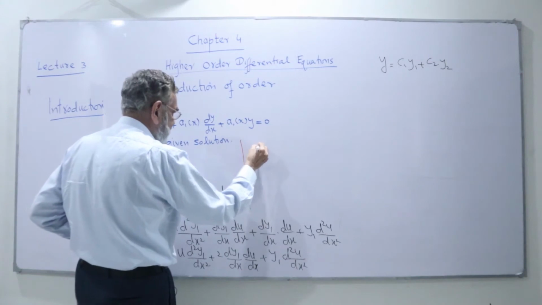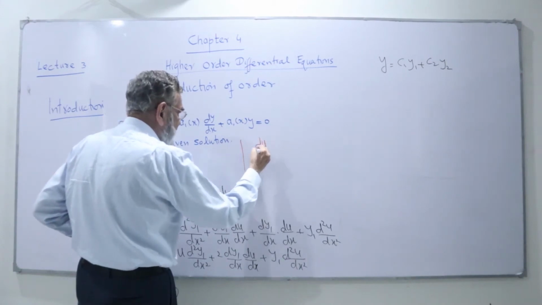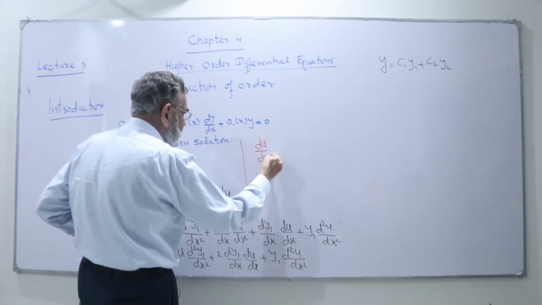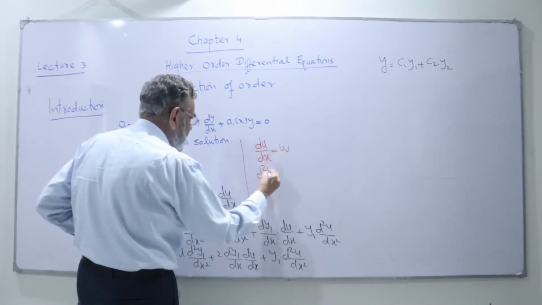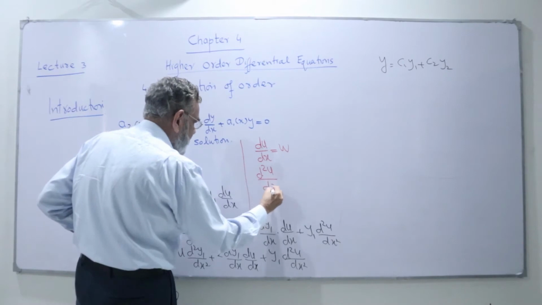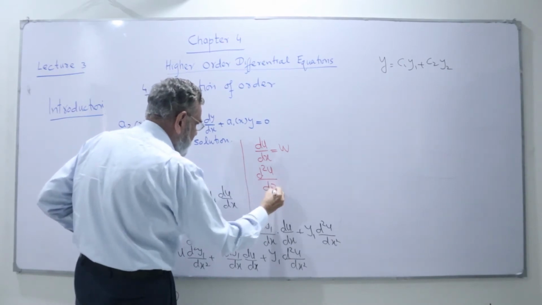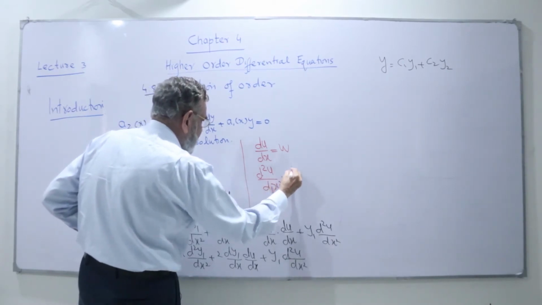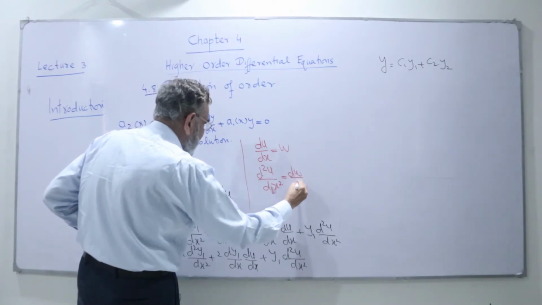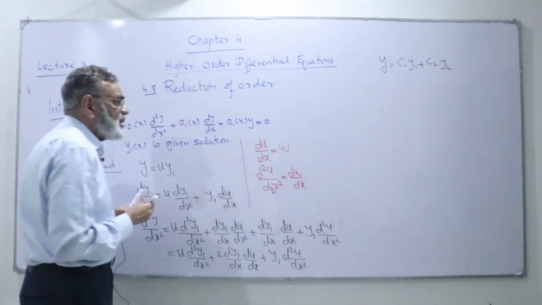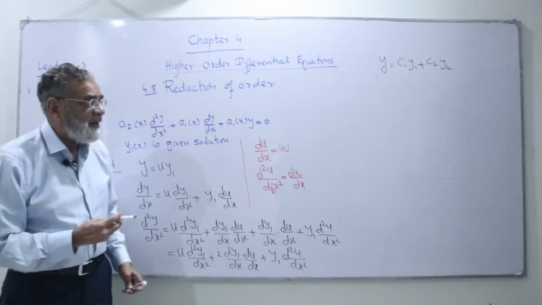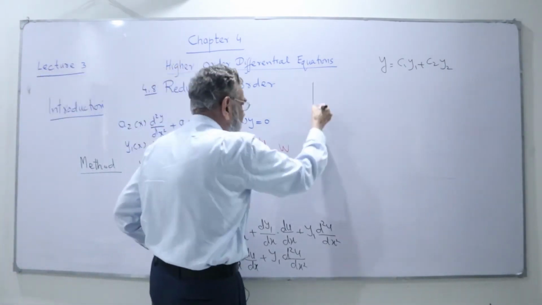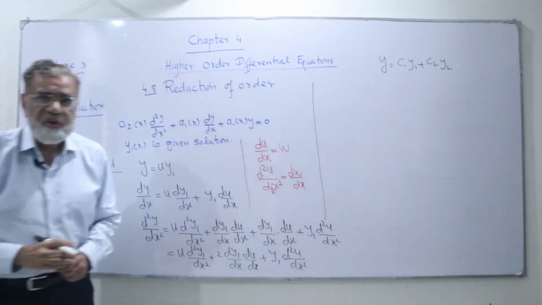When we substitute this in our equation, we can write du by dx equal to a new variable w, and d2u by dx square will be equal to the derivative of both sides, dw by dx. In this way we reduce the order of the differential equation. Then we solve it to find w. I will show you this with the help of an example, and how we are going to apply it.